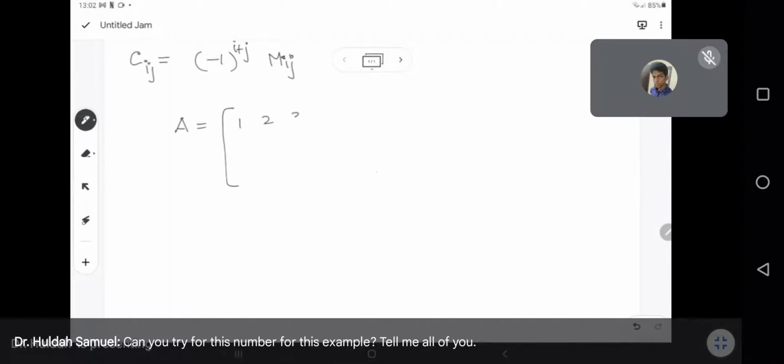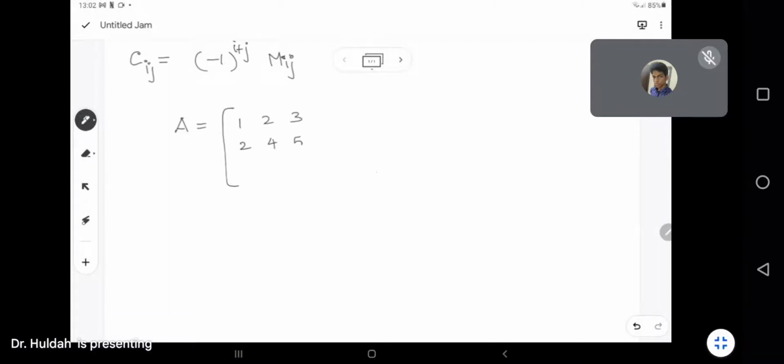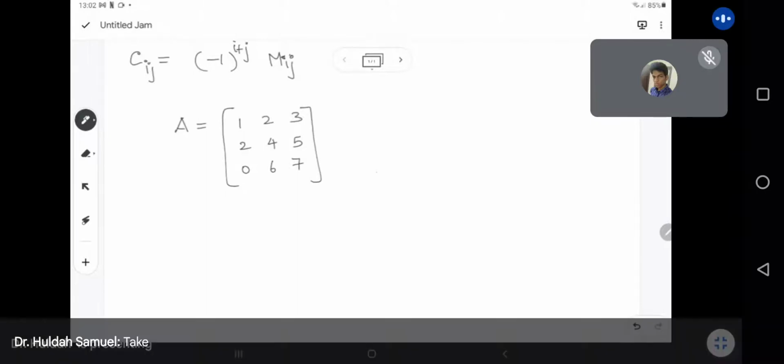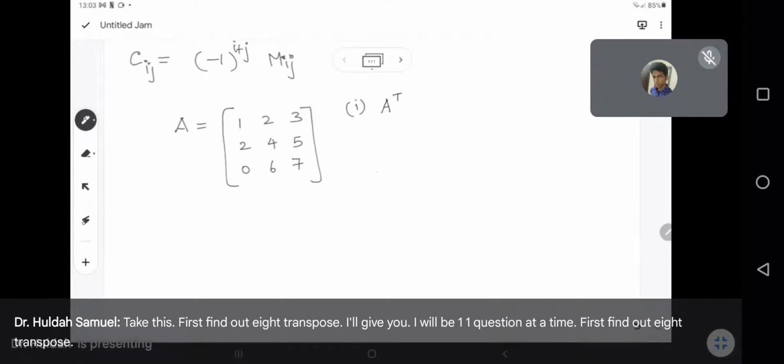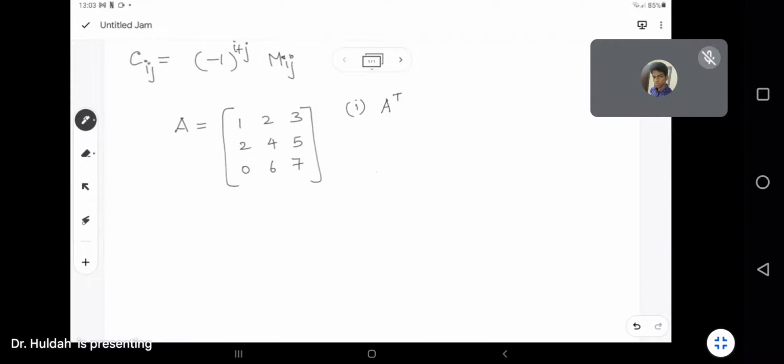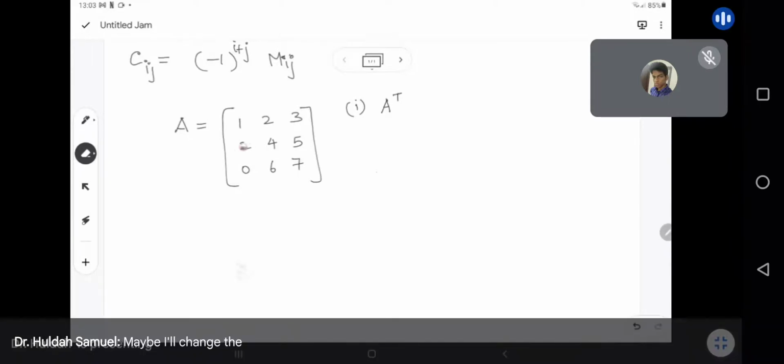Yeah, ma'am. Take this. First find out A transpose. I'll give you one question at a time. First find out A transpose. Maybe I'll change the number just to avoid confusion, without any repetition.